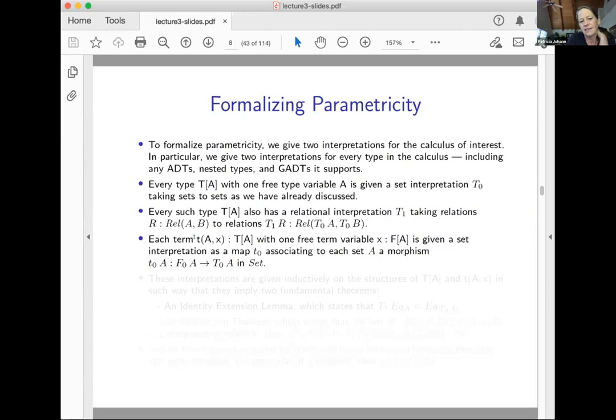That looks like a lot, so let me try to say it a little more clearly. T is a term, it has a free variable X, and X has some type F, which might have some variables in it. So you can think of the term T as taking F things to T things, but you want to do it in such a way that you're always aware of the type that you're at. When you think about it that way, this isn't very surprising. You also need a relational interpretation for your terms, but I don't need to talk about that right now. So again, for everything in your calculus, types and terms, you have a set interpretation and a relational interpretation.